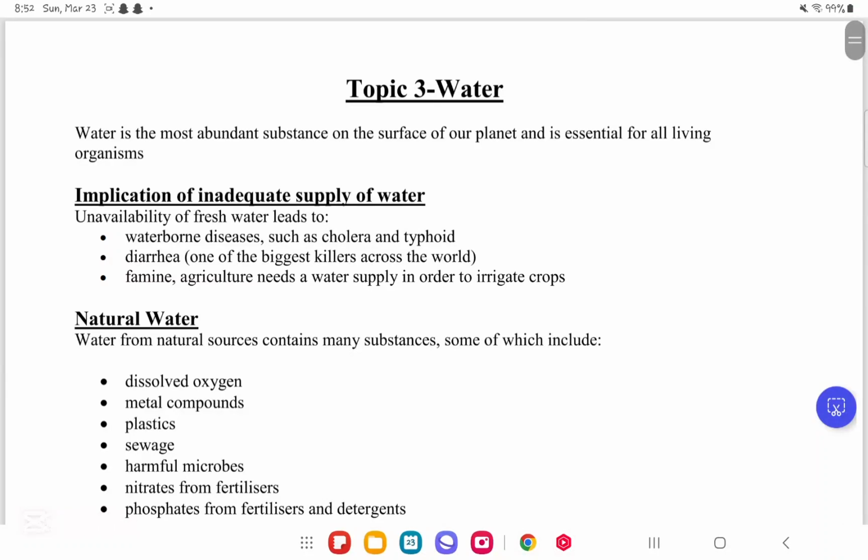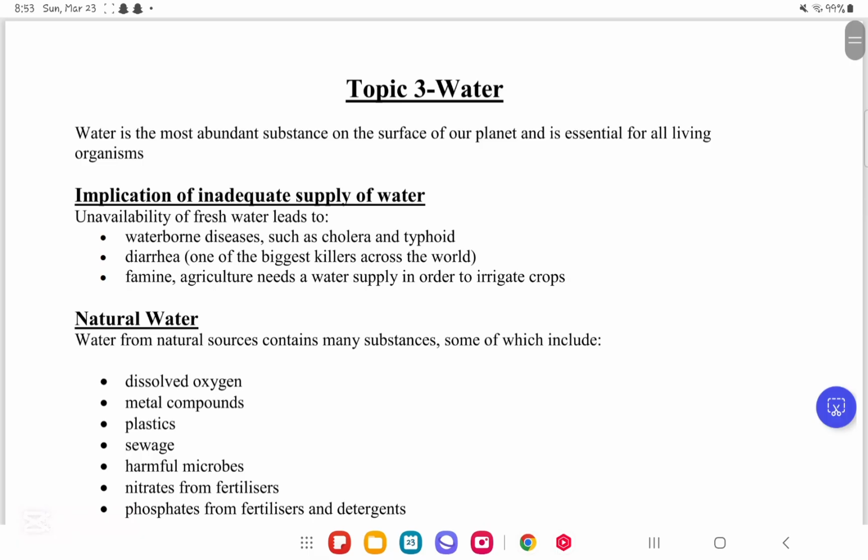So today I'll be explaining topic 3, water. I'm going to be reading and trying to explain what I understand, and as well I will solve the questions, which are the CQDs.